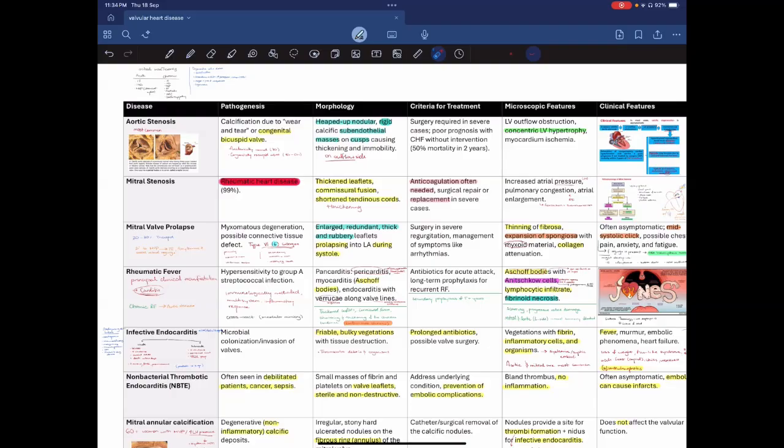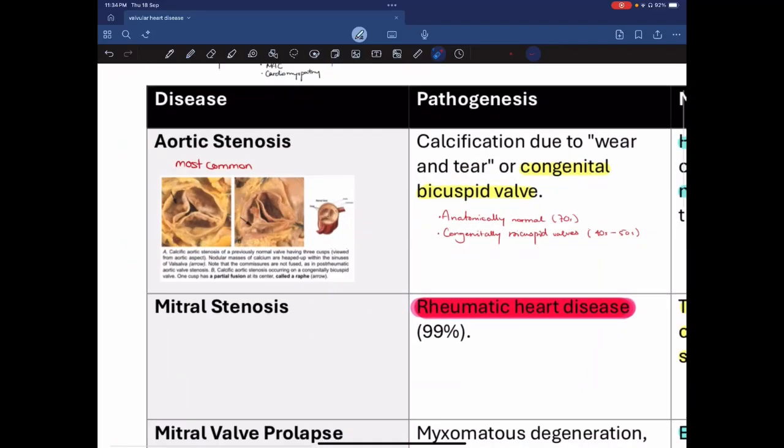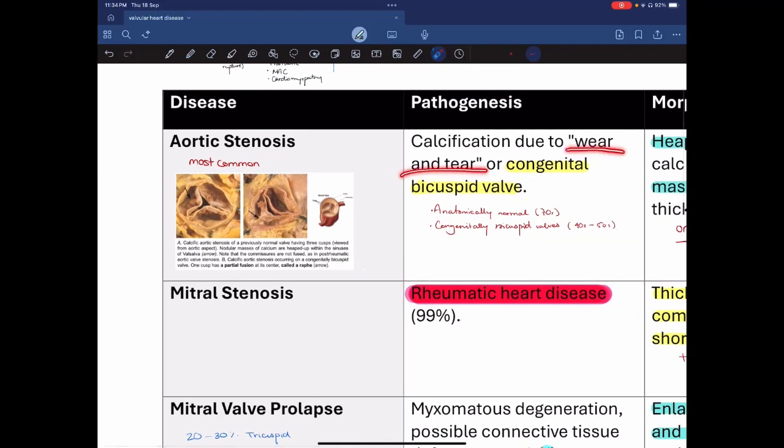So in general, when we talk about the pathology, we'll start with aortic stenosis, which is the most common pathology here and the most dangerous one as well. How does it happen? Either in very old age, because there is multiple wear and tear happening all over the years of his life.